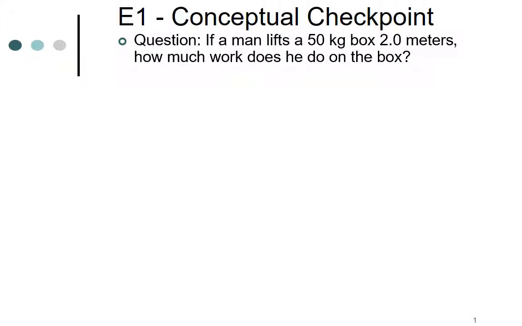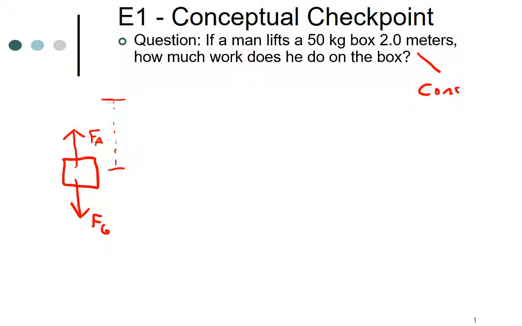Okay, so now we're going to take a look at a situation with a box that's being lifted into the air for 2 meters. So we can draw that out. We have the force applied going upwards, force of gravity going downwards. And if something's being lifted, unless it tells you otherwise, you can assume a constant velocity. And what that means is, the acceleration is the change in velocity over time, right? So if there's no change in velocity, that means the acceleration is 0.